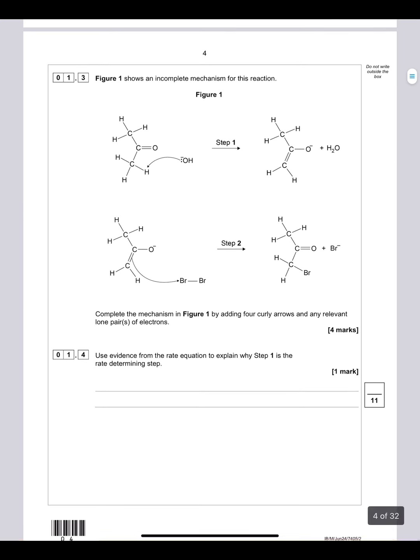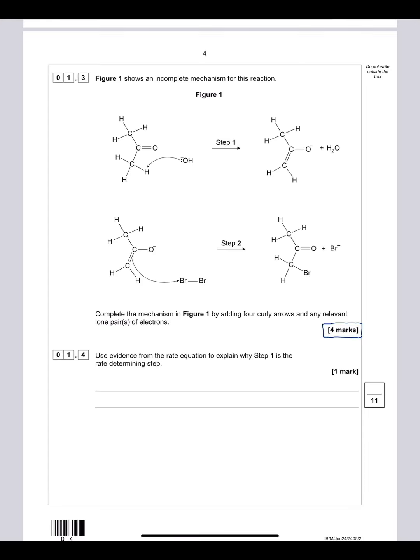Then the following question, because this is kind of an organic reaction, they want you to complete the mechanism of the reaction. Look at the number of marks for this reaction. It's 4 marks for this question, meaning there are 4 different curly arrows that you will have to draw, because each arrow will be 1 mark. So let's have a look at step 1.